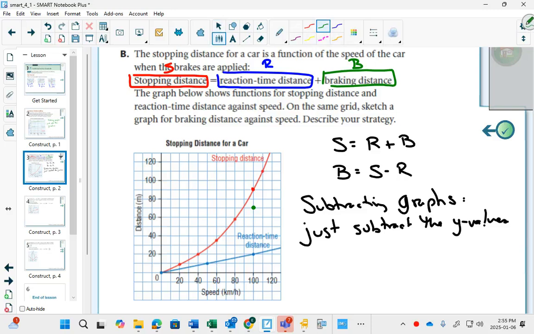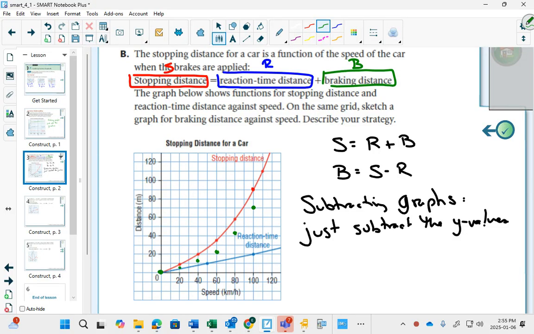We can say, okay, here at 80, we've got about 58 minus 16, which would be about 42. And we could do this all the way through. We got about 35 minus 12, about 23. 20 minus 8 would be 12. 9 minus 4 would be about 5.